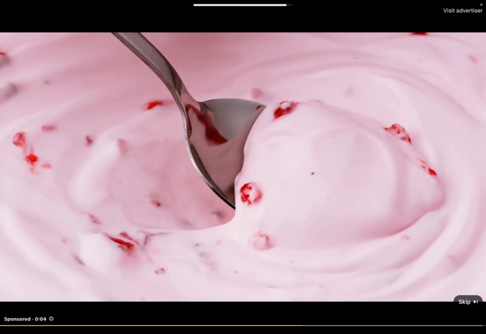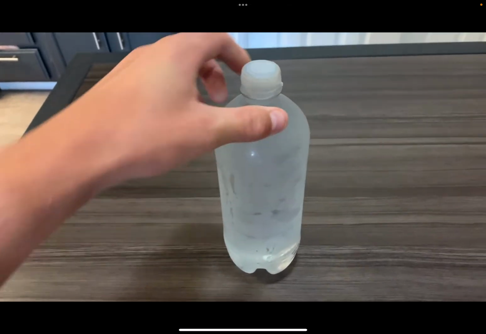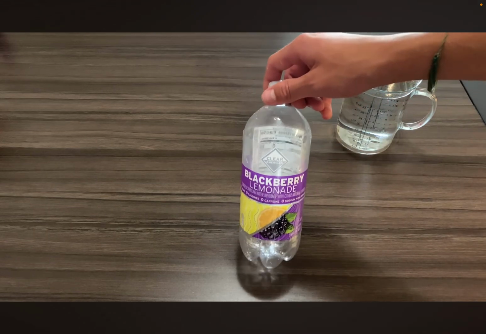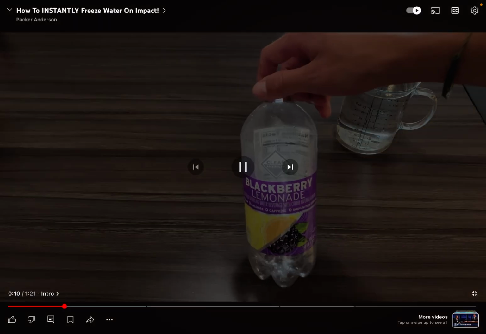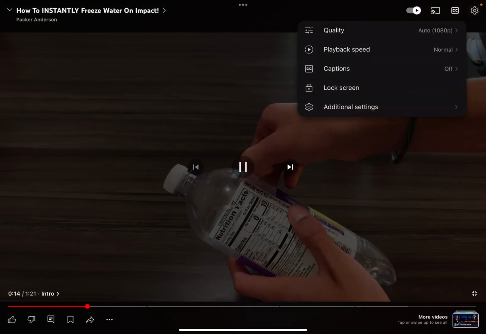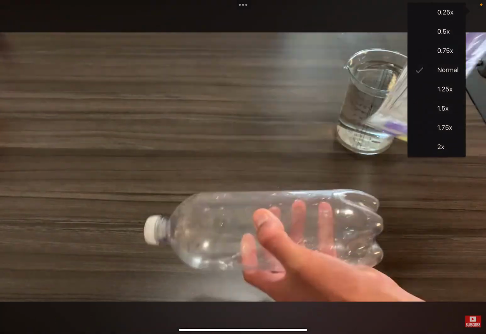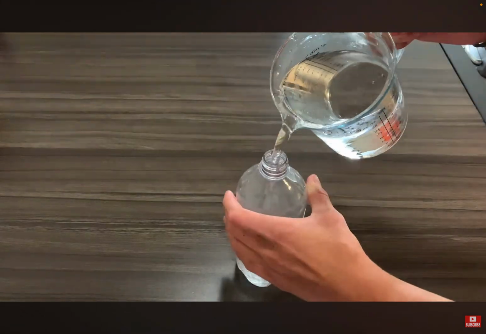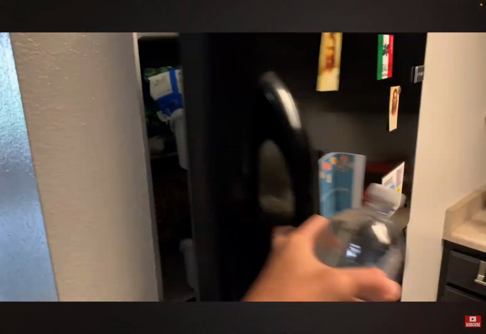Here's how you can instantly freeze a bottle of water just by hitting it on a table like this. First, grab a transparent bottle like this, preferably one that previously had blackberry lemon. Then take off any wrappings around the edges. You should now have a naked bottle. Then fill the bottle with cold water, and stick it in the freezer. We're going to leave it there for a couple hours.